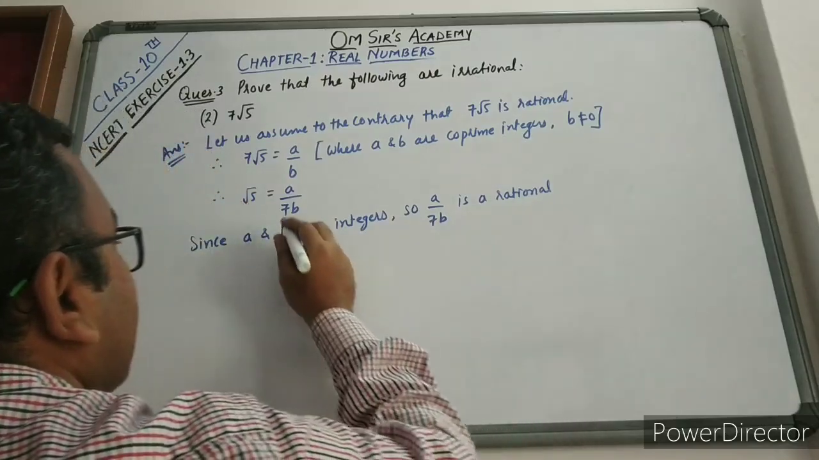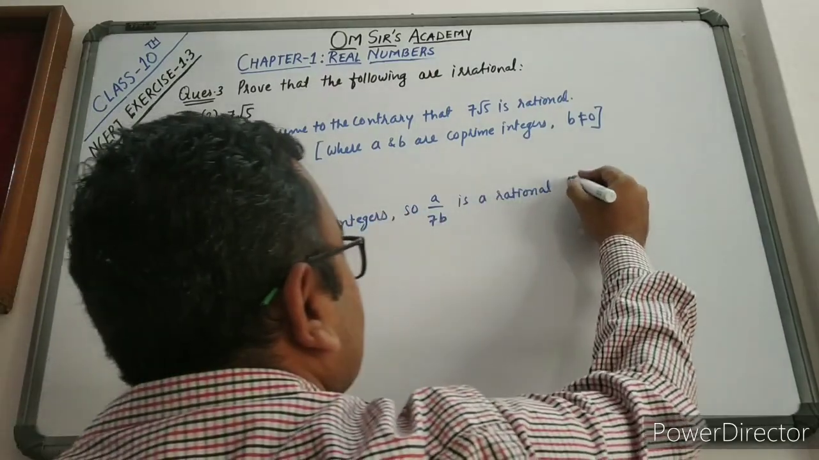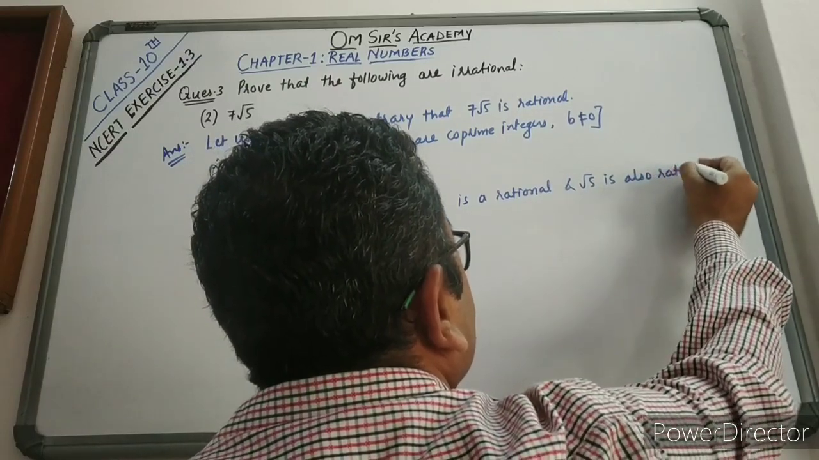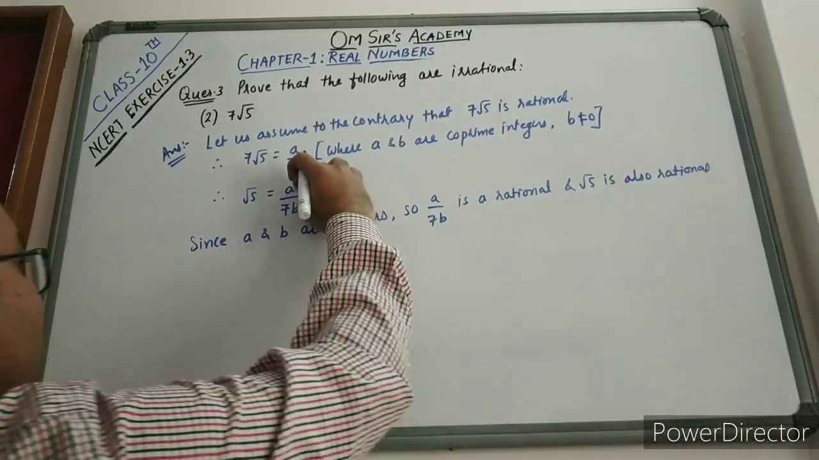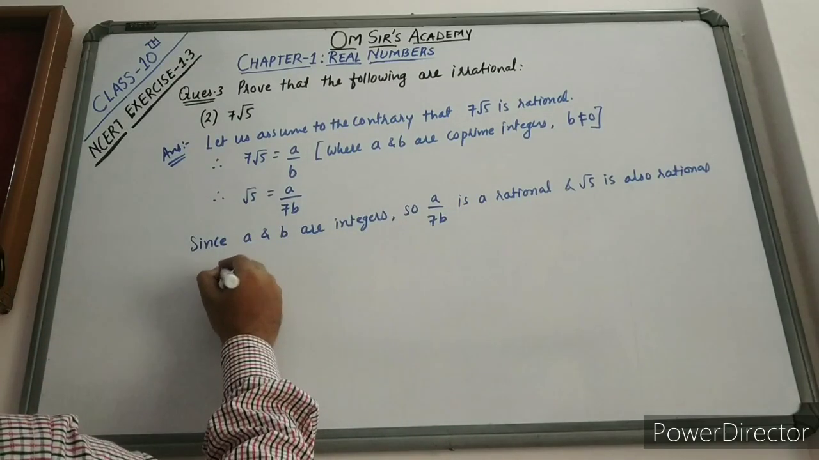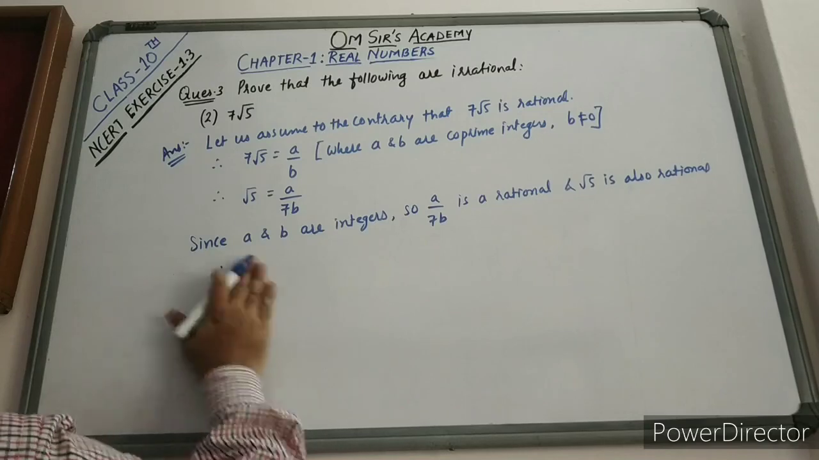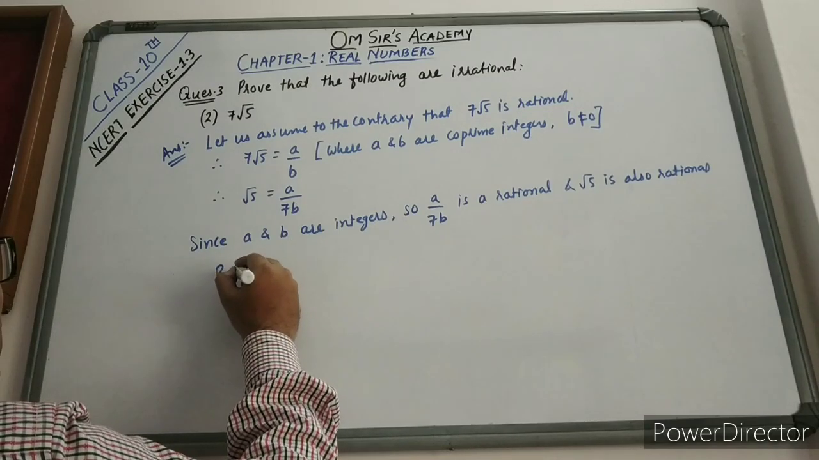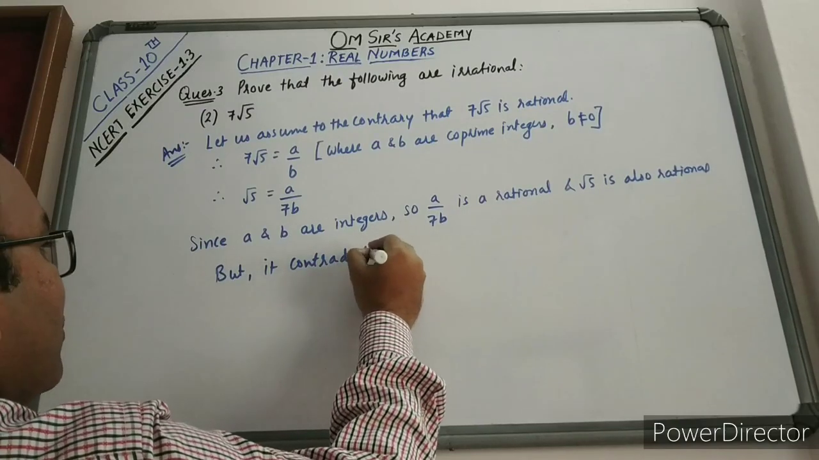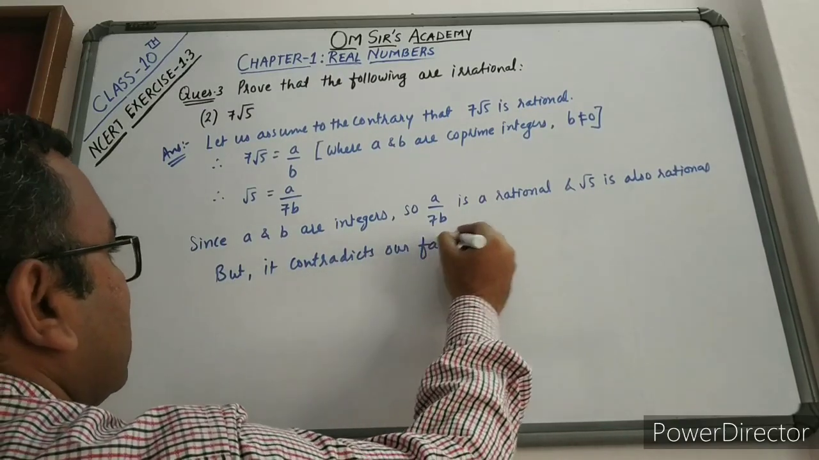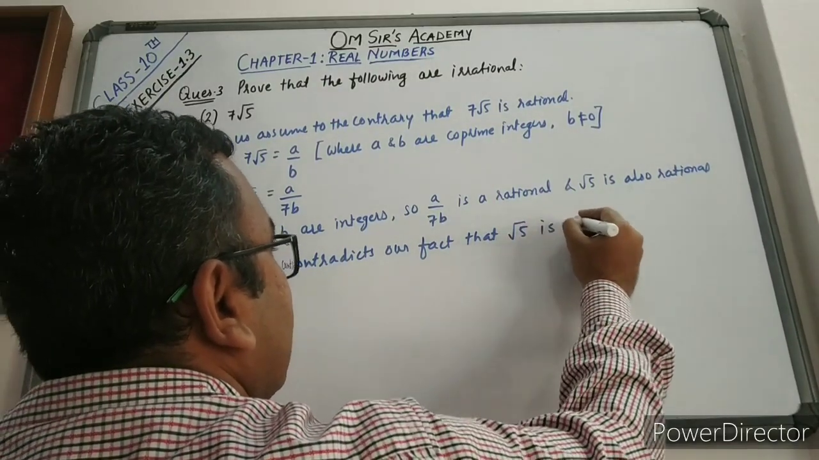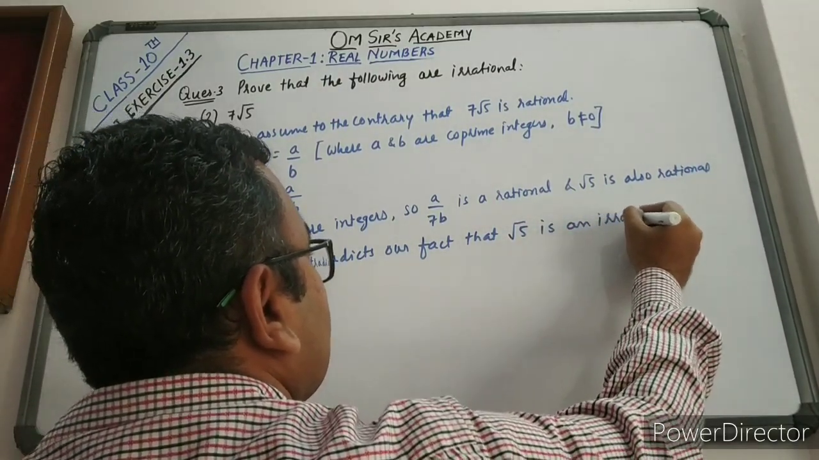Okay, and so root 5 is also rational as per the equation. Okay, my right hand side is entirely rational, so what will my left hand side be? It will be rational. Is it clear? So therefore, but it contradicts our fact. It contradicts our fact that root 5 is an irrational number.